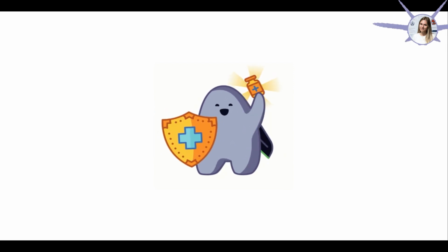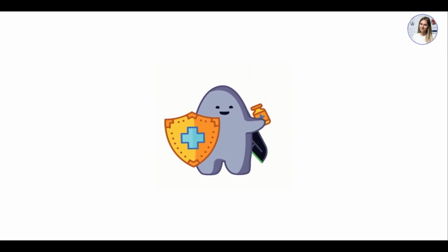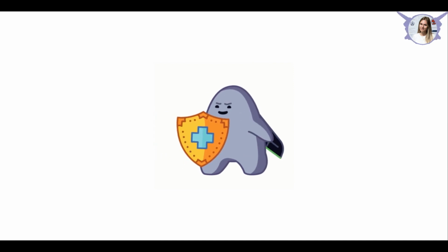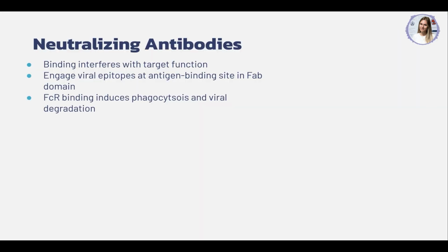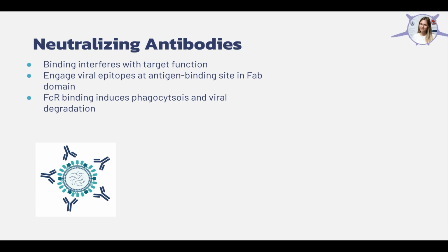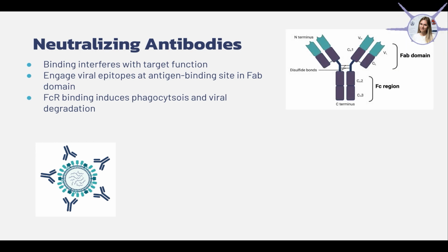Antibodies are often viewed as heroes in immune responses, disease-fighting proteins which help ward off foreign substances. This characterization is true of neutralizing antibodies, which bind to foreign targets in a manner which interferes with their function, impairing their ability to enter, fuse, or mature within host cells. Viral epitopes are engaged by variable antigen binding sites in the Fab domain, allowing for opsonization.